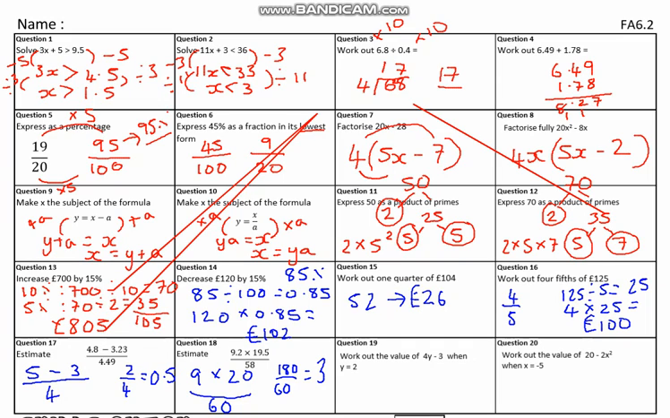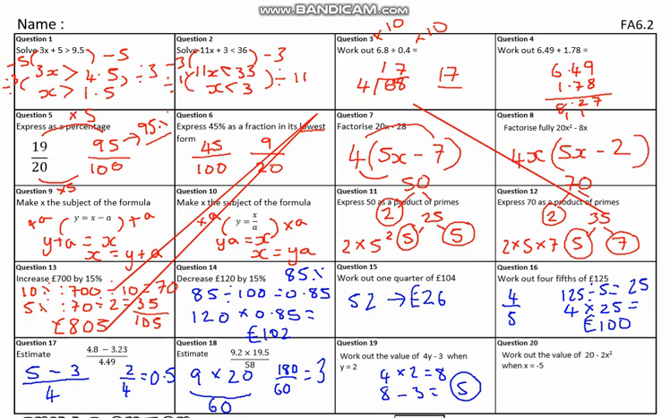Next up then, we've got some substitution. So we're going to work out the value of 4y minus 3. So if I was to read this out, it says 4 times y minus 3. So I'm going to do 4 times y is 2, so I'm going to do 4 times 2, and that equals 8. And then I'm going to do 8 minus 3, which equals 5. So 5 is our final answer there.